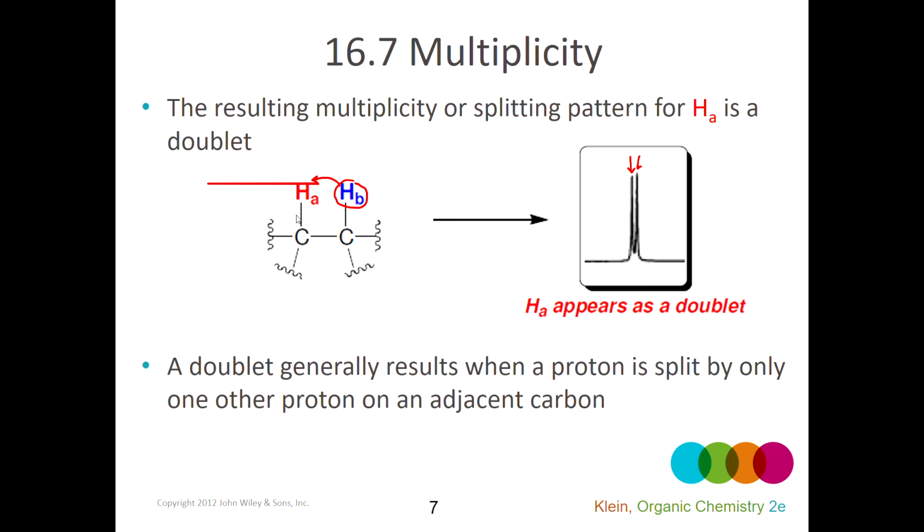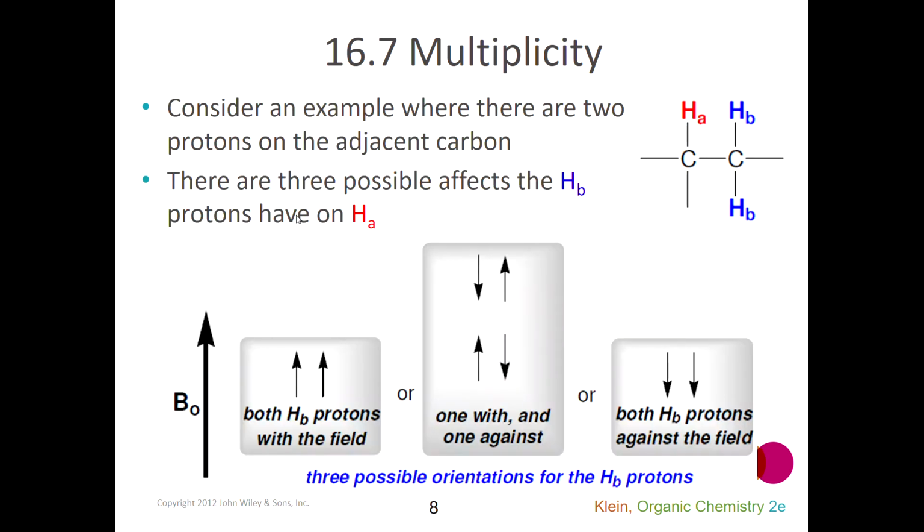And so that produces a doublet. So let's take a look then at what would happen if there were two hydrogens of type B. This is assuming that these two hydrogens here are equivalent to one another. So if these two hydrogens were homotopic or enantiotopic, they'd be equivalent and they'd both be affecting A equally.